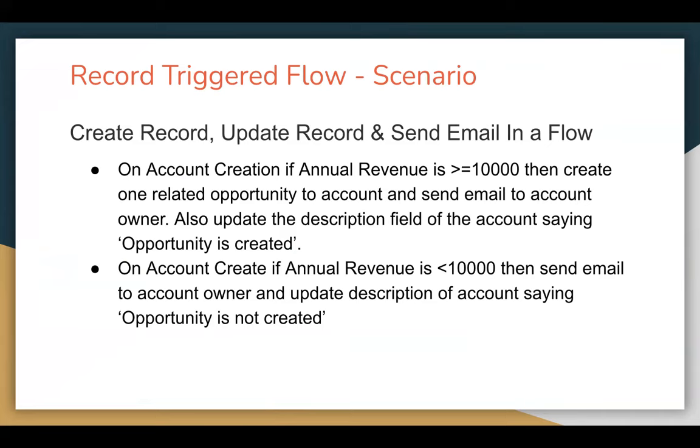So the requirement is, whenever we create any account record, and if annual revenue is greater than or equals to 10,000, then we need to create one related opportunity to account through create record element, send email to account owner, also update the description field of the account saying opportunity is created, right?